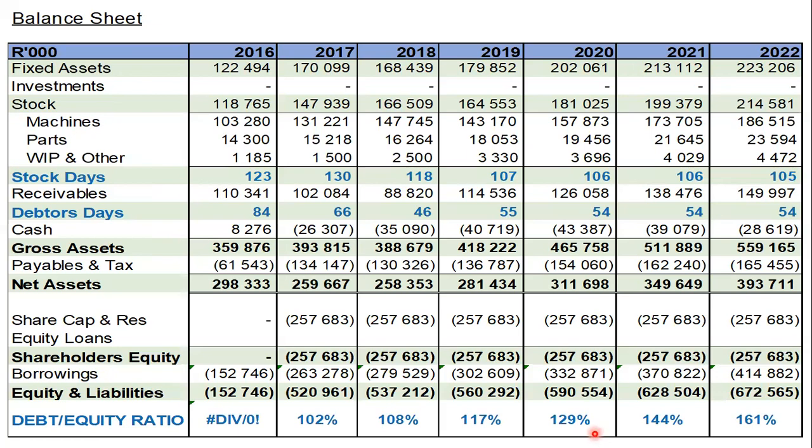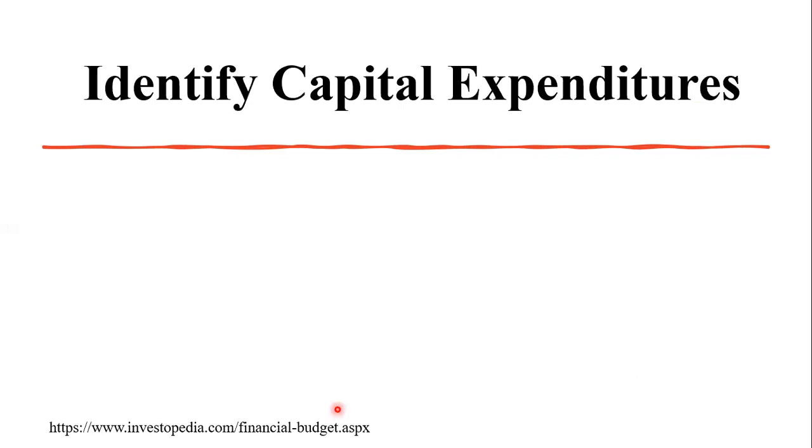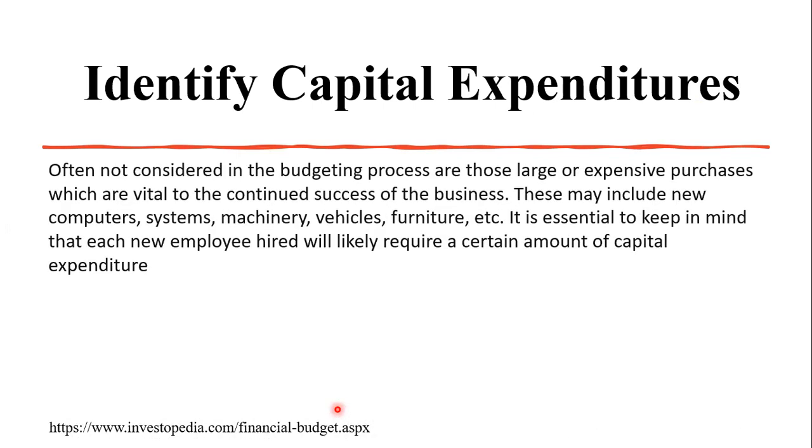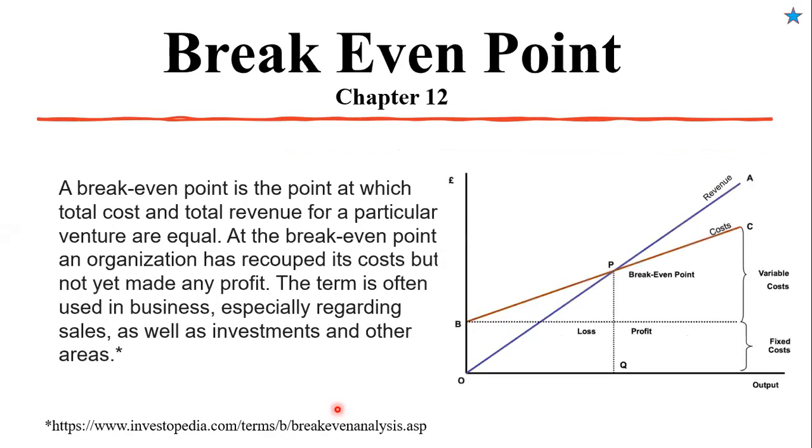Okay, and even in the budget process, the balance sheet is vital, taking into account your stock days and debtors days also need to be budgeted for. Okay, identify capital expenditures. You need to decide where you want to spend money. This includes maintaining current equipment or upgrading existing, depending on the area where you'd like to see growth.